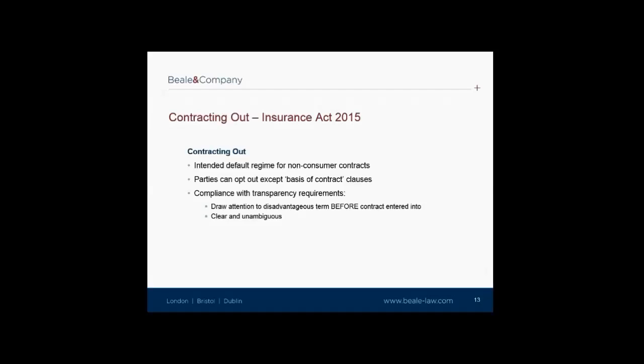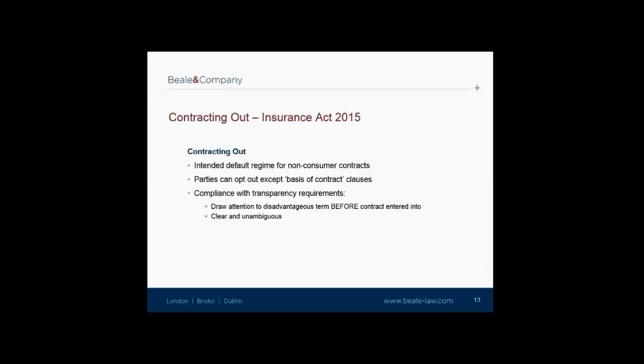If, however, an insurer wishes to include a contractual term which puts the insured in a worse position than the Act would provide, then this must meet the transparency requirements, which are: the insurer must take sufficient steps to draw the disadvantageous term to the insured's attention before the contract is entered into or the variation agreed, and the disadvantageous term must be clear and unambiguous as to its effect.